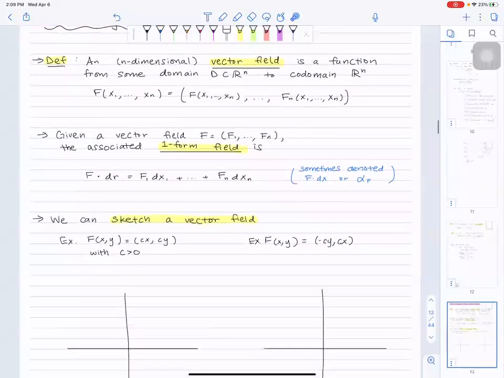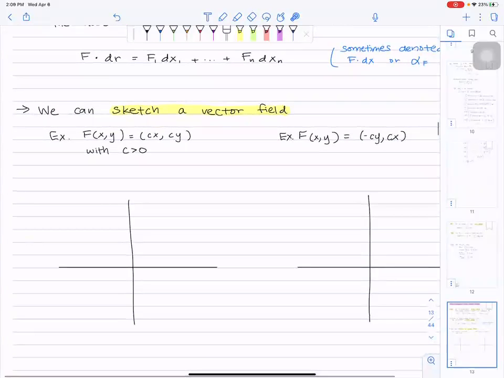Okay, first off, let's just sketch what a vector field even looks like. If we're given this vector field, capital F is defined as Cx, Cy, meaning this is like your i hat, this is like your j hat.